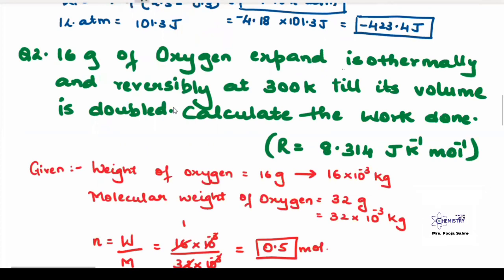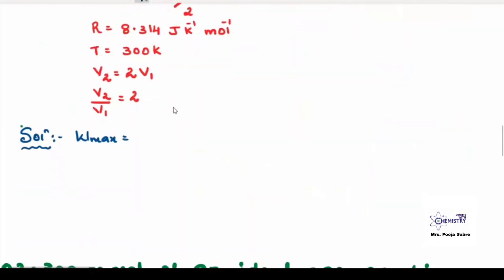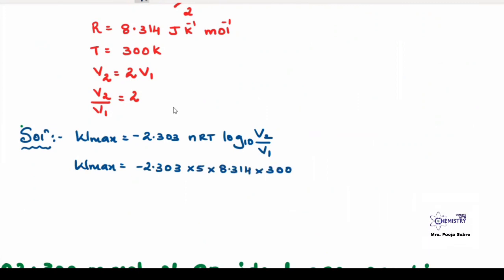Now, since in the question we have been given isothermally and reversibly, that means the work done will be, in this case, W max, that is maximum work done. And the formula which we will be using is minus 2.303 nRT log to the base 10 V2 upon V1. Simply substitute the values. W max is equal to minus 2.303, n is 0.5, R is 8.314, temperature is 300 Kelvin, and then log to the base 10, V2 upon V1, which is 2.